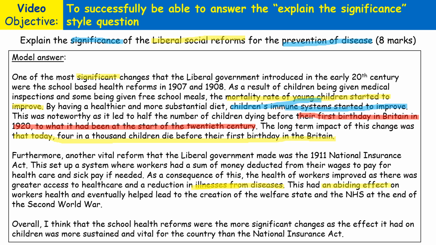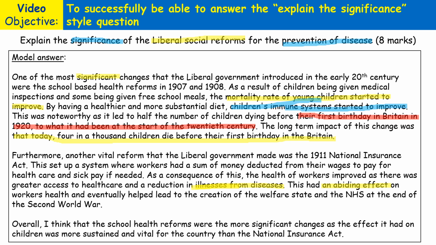Now, in order to really get the highest possible marks, so 7 or 8 marks out of 8 for this type of question, not only do we need to identify the long-term significance of changes made by the Liberal government or by events or people at this particular time, but it's also useful just to not necessarily write a conclusion, but just to give a short judgment at the end of your answer, identifying which change or which event or which person had the most significance.